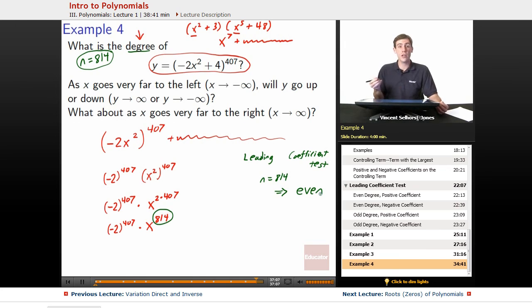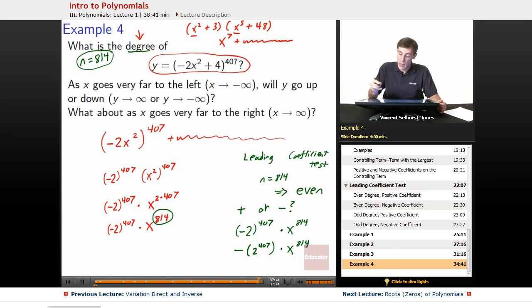Now we want to figure out what our leading coefficient is. Is it positive or negative? We have negative 2 to the 407 times x to the 814. Well, if it's negative raised to an even number, they'll all get canceled out. If it's negative raised to an odd number, one of them remains, because all of the even part will get canceled out, but that odd is an extra one, so it sticks around. So we'll get negative 2 to the 407 times x to the 814. That means we've got a negative sign right here.